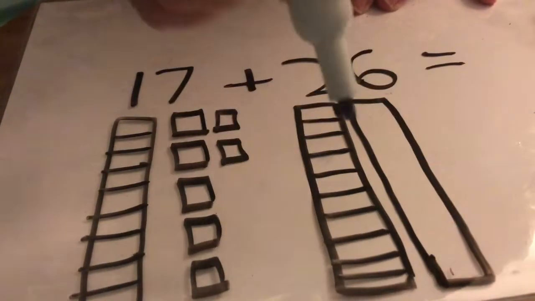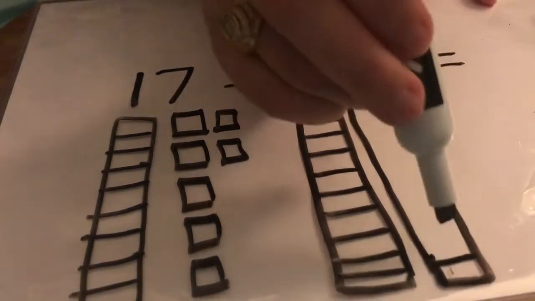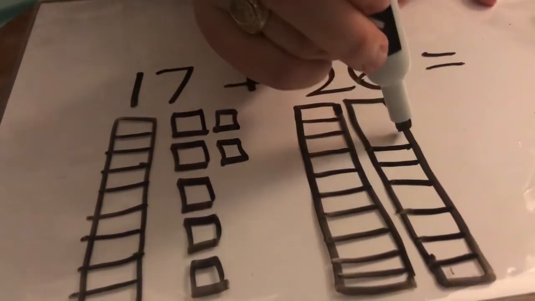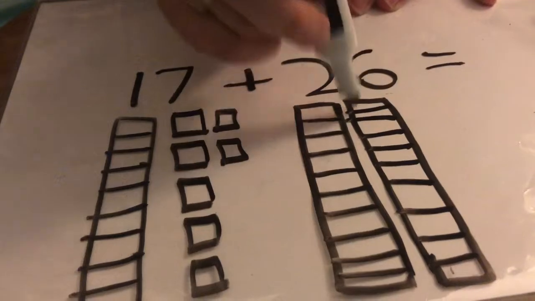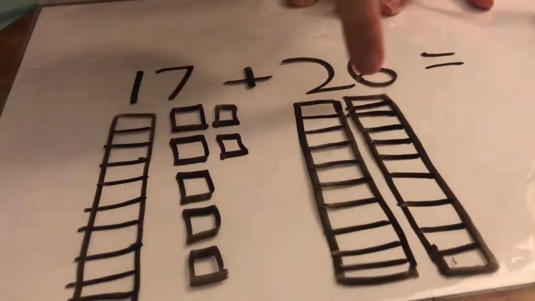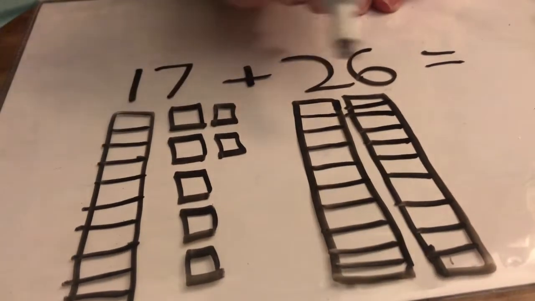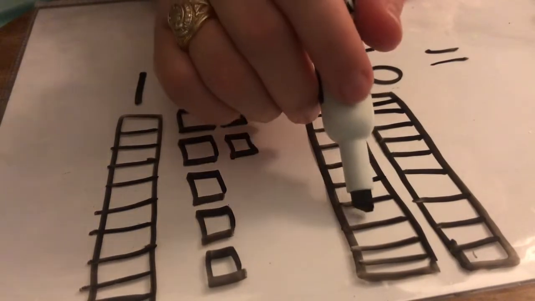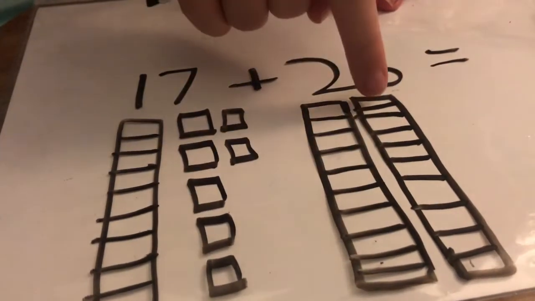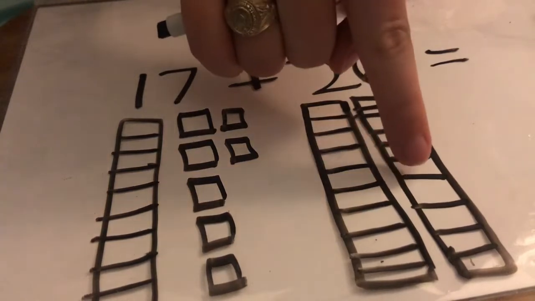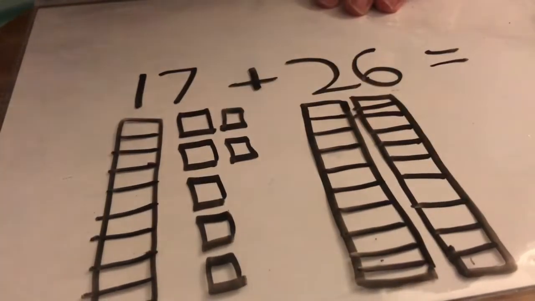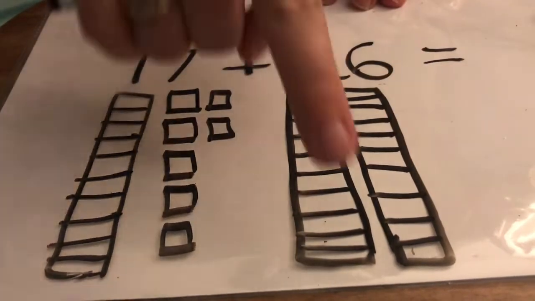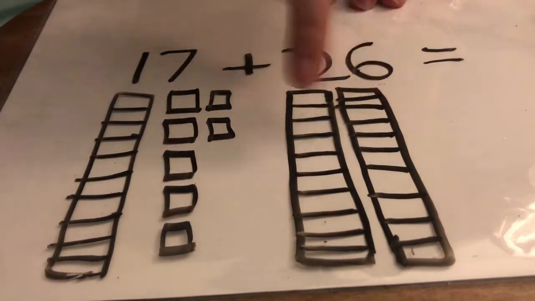So this was 1 ten, and now we're going to do our second ten. 1, 2, 3, 4, 5, 6, 7, 8, 9. Let's make sure that we have 2 ten sticks. 1 through 10, 1 through 10. Okay, we have 10 ones in each of our ten sticks. So that means we have 20 right here.